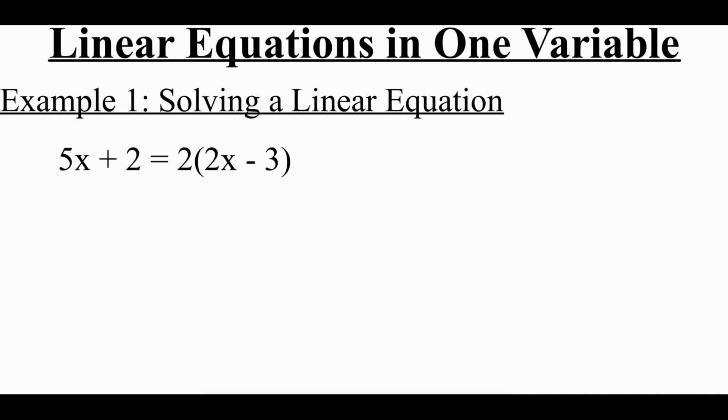So taking a look at this example, we are going to solve this linear equation. We've got 5x plus 2 equals 2 times 2x minus 3. We're going to start with simplifying, and I'm looking at the right-hand side. We've got a set of parentheses in here that we're going to get rid of by using the distributive property. So we're going to take this 2 and distribute it in. If we take 2 times 2x, that's 4x, and 2 times negative 3 is negative 6. We haven't done anything on the left-hand side, so that's just going to stay as is for right now.